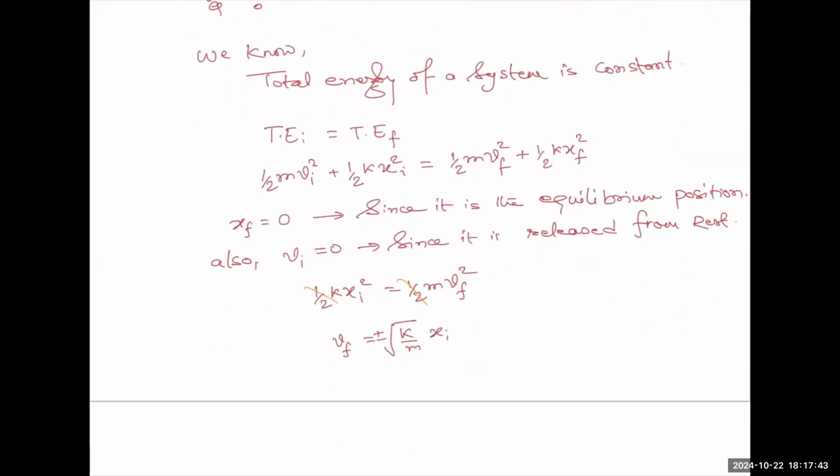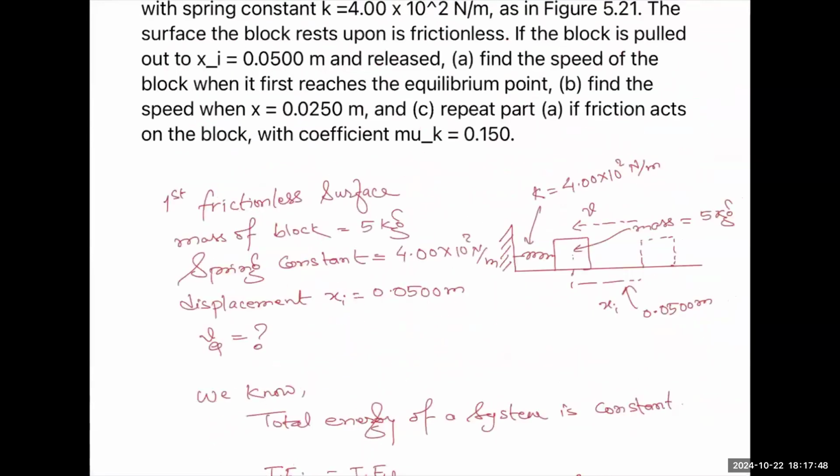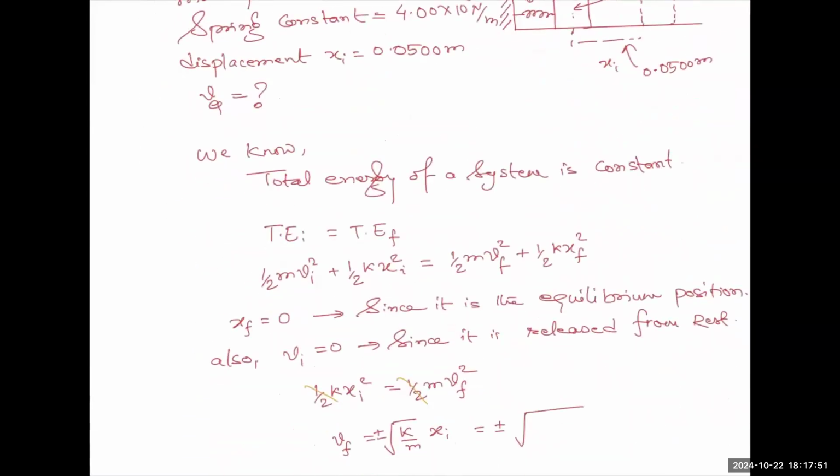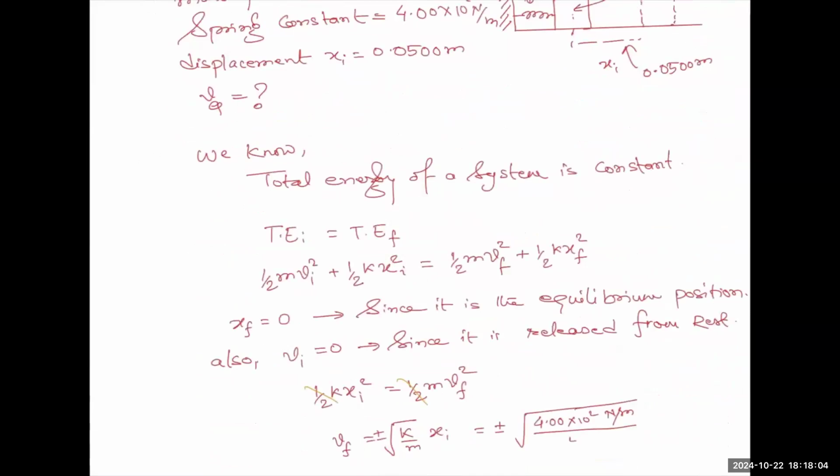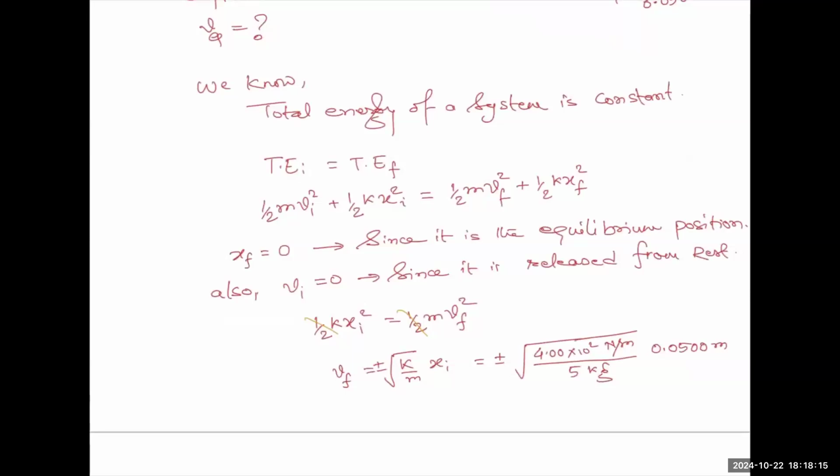So now, this is equal to plus minus. What is my value of k? My value of k is 4.00 times 10 to the power 2 Newton per meter, right? And the mass of the block is 5 kilogram. And what is my displacement? My displacement is 0.0500 meter, right? So I'm going to find my final velocity, which is equal to plus and minus.